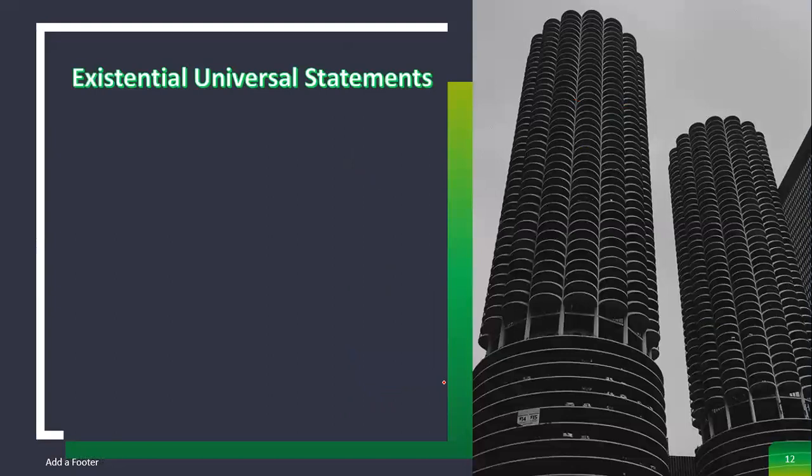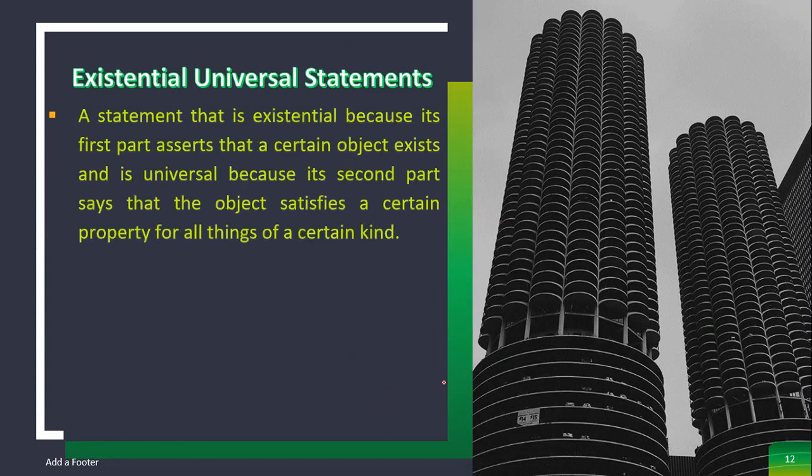Now, the last one, we also have existential universal statements. These are statements that are existential because the first part asserts that a certain object exists, and universal because the second part asserts that a certain property holds for all things. So there is a property for all things and it is true. All right? Okay, again, existential, and the second part is universal.